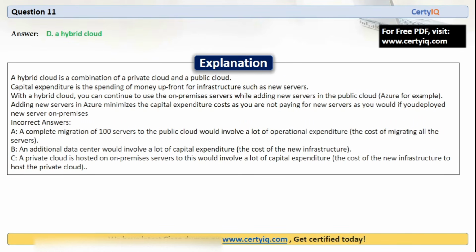A hybrid cloud. A hybrid cloud is a combination of a private cloud and a public cloud. Capital expenditure is the spending of money upfront for infrastructure such as new servers.